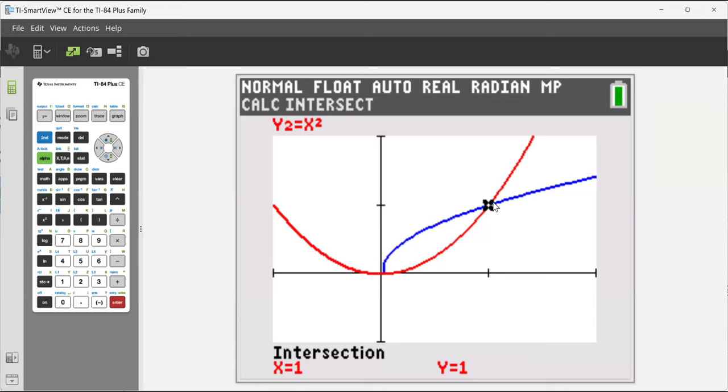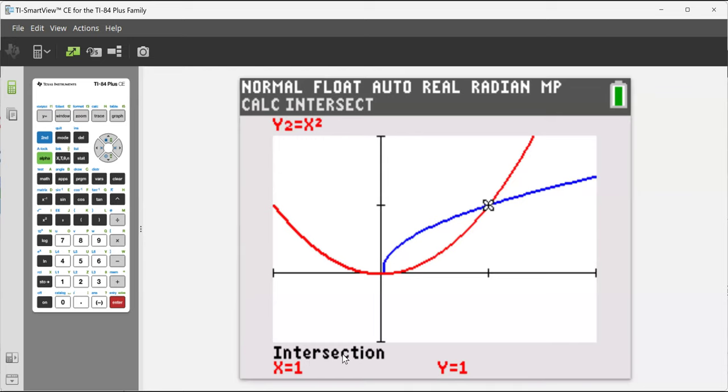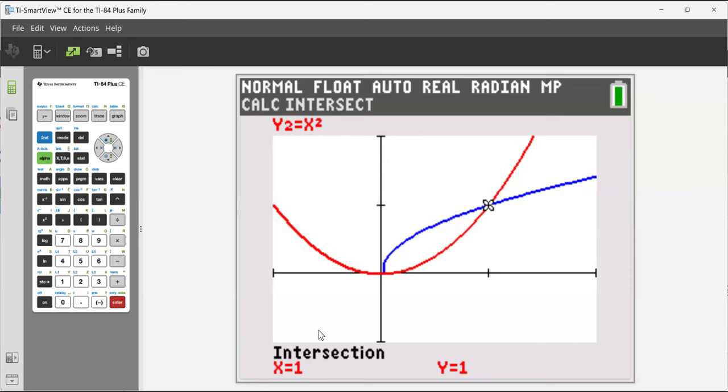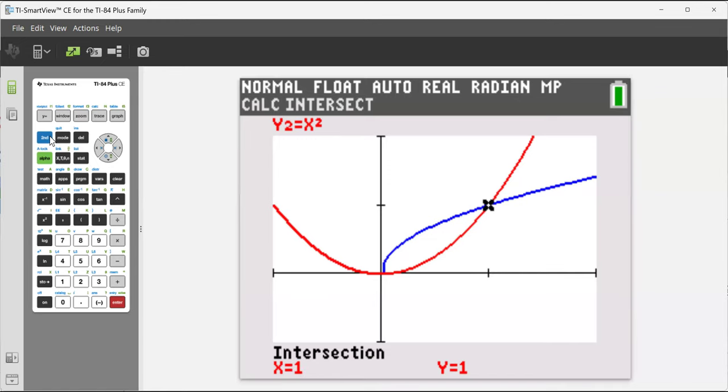So this point of intersection here is x equals 1. In this particular case, the x and the y are both 1, but we're integrating with respect to x. Our variable is called x, our d is dx. So we're looking at the x values here. X equals 1.